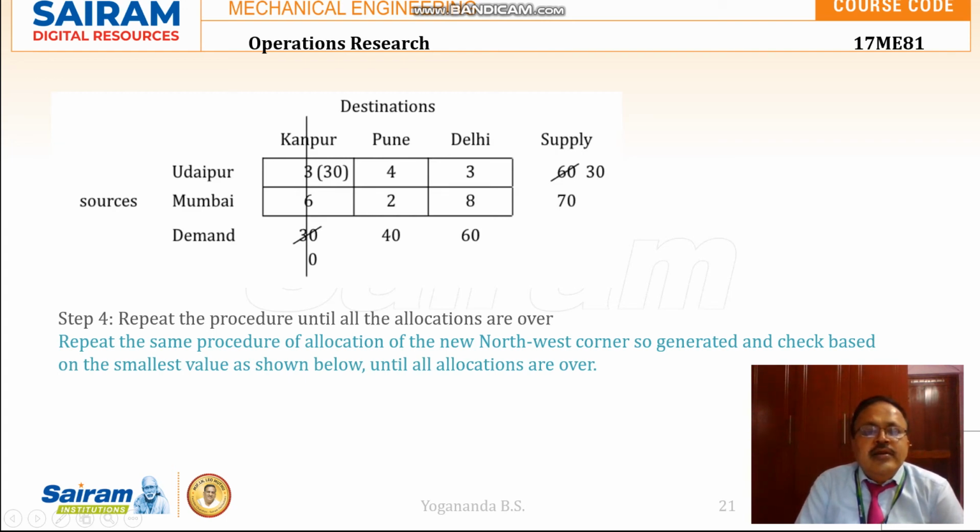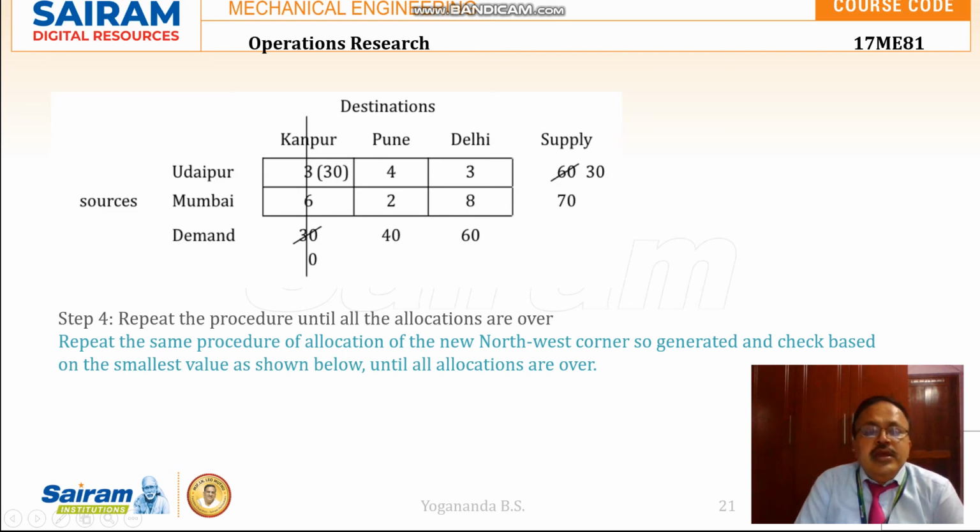Now the demand of Kanpur is fulfilled, so get rid of Kanpur. The destination Kanpur is removed from further iterations. Out of 60 units available, 30 units are exhausted. So 60 minus 30, 30 units are left with the Udaipur center.